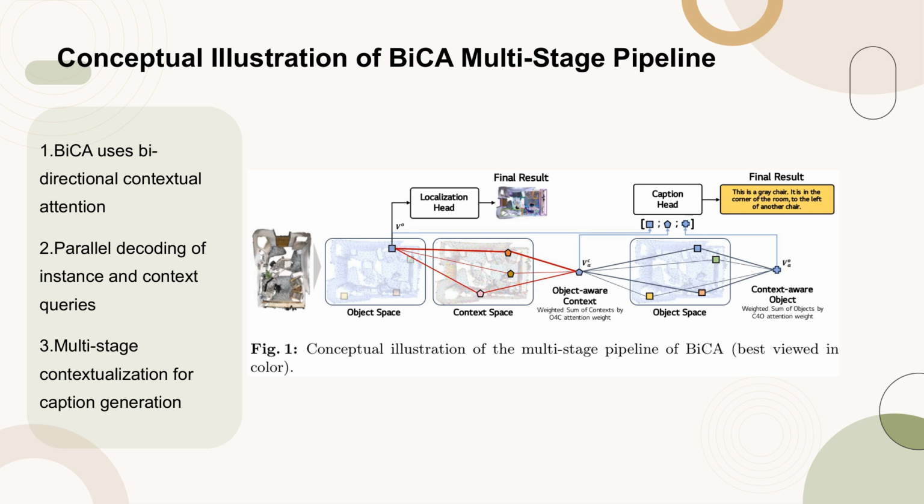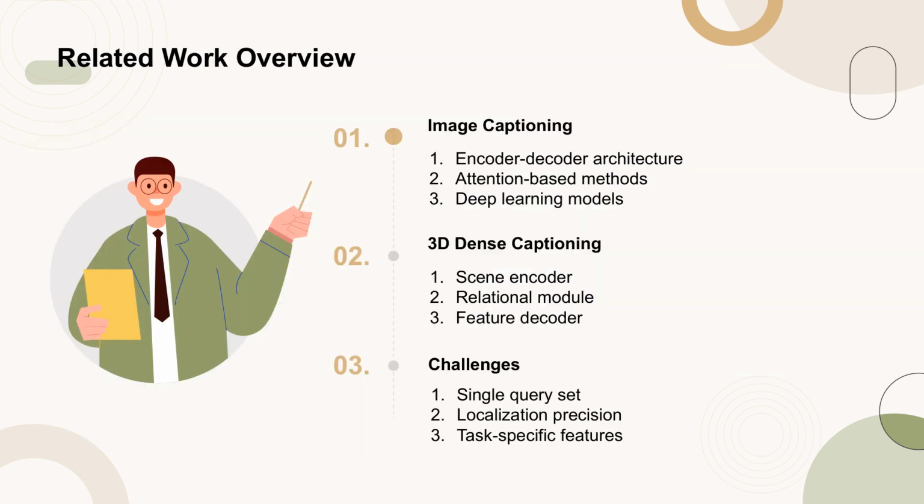The multi-stage contextualization process ensures that captions are generated with both local and global contextual information, improving the overall performance of 3D dense captioning. In the field of image captioning, deep learning models have become prevalent, utilizing an encoder-decoder architecture. Attention-based methods focus on specific image regions and use advanced techniques like graph neural networks and transformer layers. On the other hand, 3D dense captioning involves converting 3D visual data into natural language descriptions. This process includes a scene encoder, a relational module, and a feature decoder.